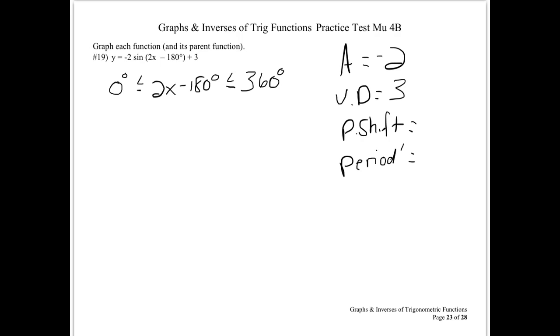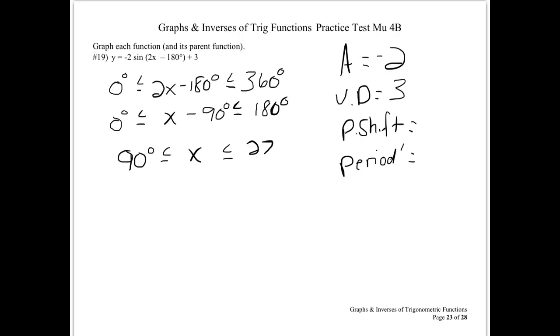I'm going to divide 0 by 2 and get 0. 2x divided by 2 and get x. 180 degrees divided by 2 is 90. 360 divided by 2 is 180. I'm then going to add 90 degrees to the left, the middle, and the right, giving us a phase shift of 90 degrees. We're starting at 0, now we're starting at 90, giving us a new period of 270 minus 90, which is 180 degrees.